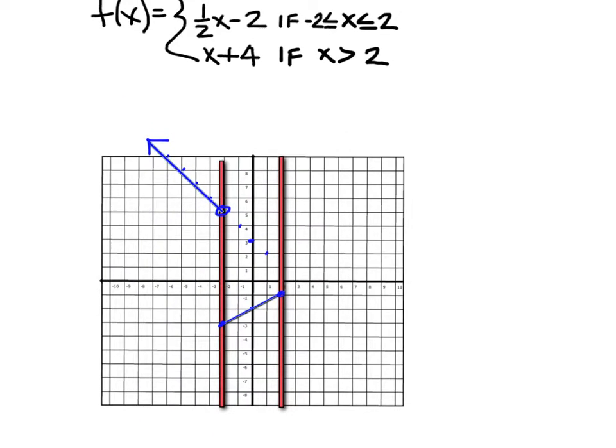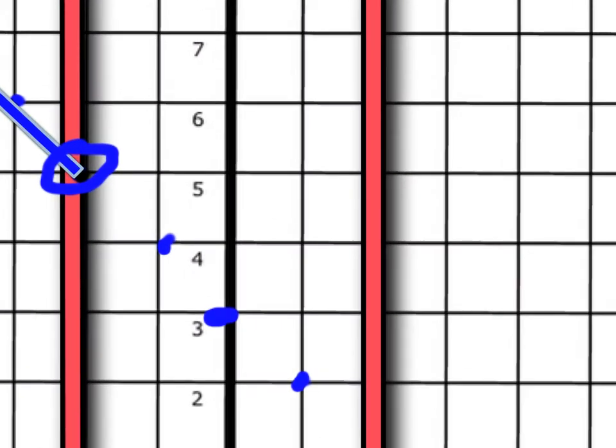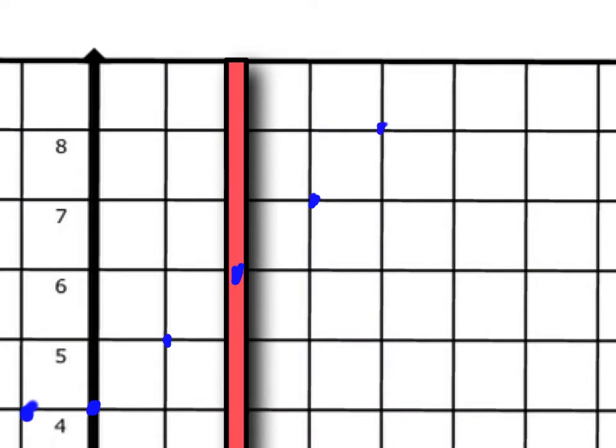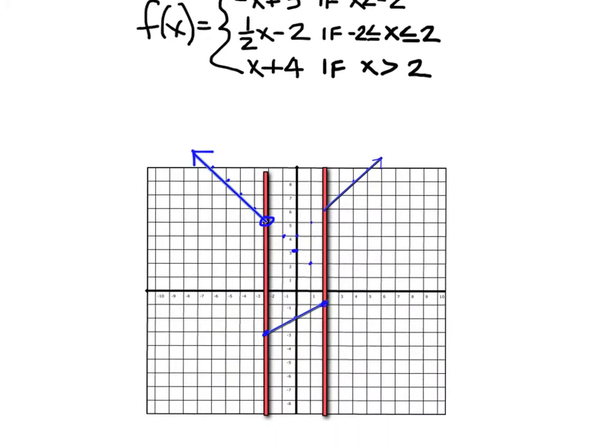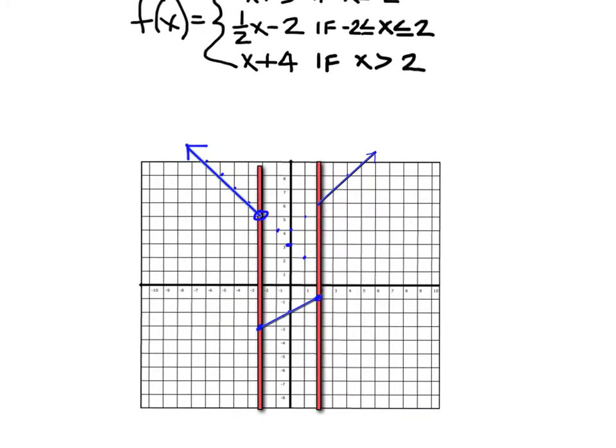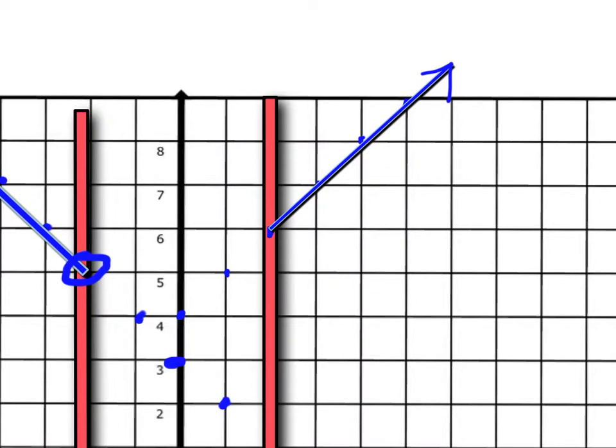And then the last one is x plus 4, and it's got to be to the right of 2. So we will go to 4 and make a dot. The slope is up 1 over 1. So we'll just carry that one out all the way through here. And here is the line. There is your piecewise function. This one would be an open dot because it does not include the positive 2. It must be greater than that.